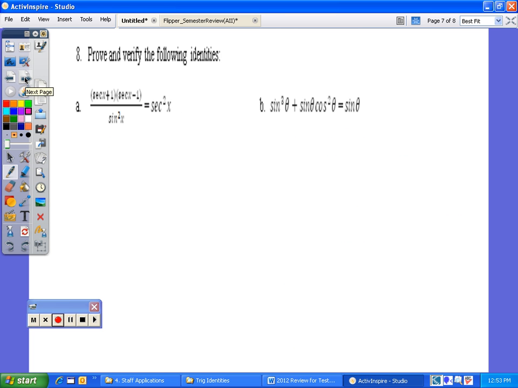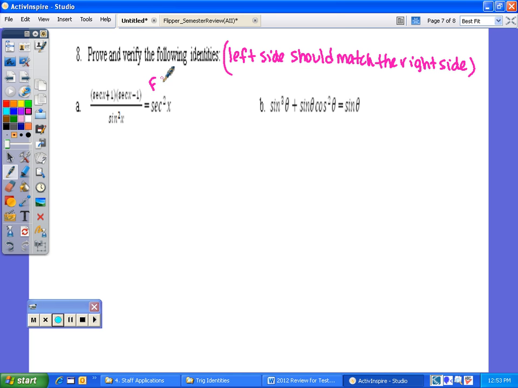All right, number 8, prove and verify. Verify means that the left side should match the right side. So basically it's everything that we did for number 1 and 2, but instead we're just making sure that it matches the answer on the right hand side. So if we look here, we have secant squared plus 1 times secant squared minus 1. So we have to FOIL.